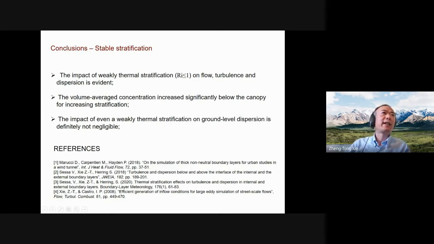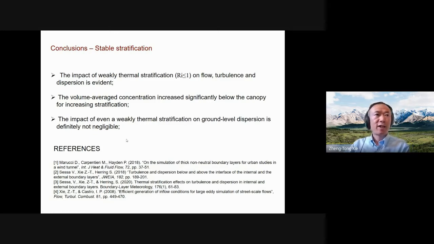So at least I can say the impact of even weak thermal stratification, with Ri less than 1, on flow, turbulence, and dispersion is evident. The point is that the impact of even a weak thermal stratification on the ground-level dispersion is definitely not negligible.